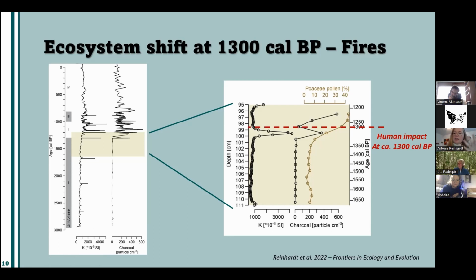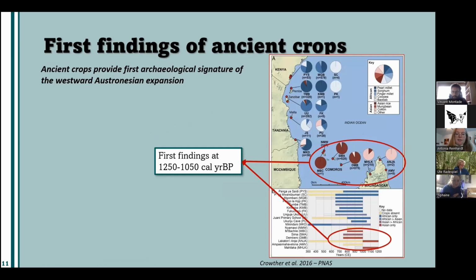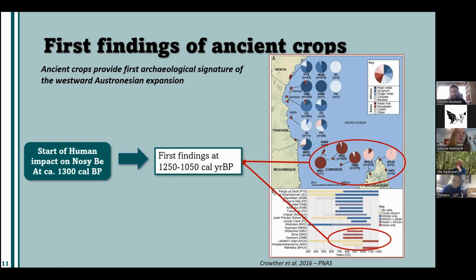And this is why we put the initial start of human impact, or where we think human impact started, at 1,300 before present, right in between this transitioning part. This also fits together quite nicely with the first findings of Asian crops we have here. This was a study done by Crowe et al. in 2016, and their first findings of Asian crops were about 1,250 years old. So it fits quite nicely together with our start of impact on Nosy Bé.